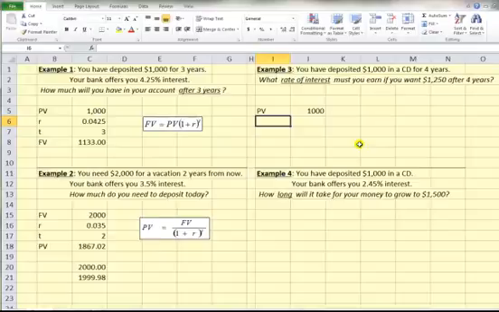I'll try and write everything in the same sequence. So rate of interest, of course, is unknown, so I'll have to leave that blank. You have 4 years in hand. What you want, the amount, is $1,250. Now, you can try algebraically rewriting this formula in terms of R. Tends to become a little involved.